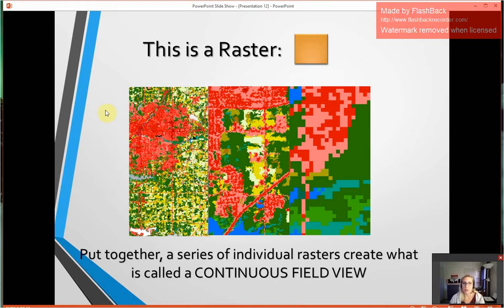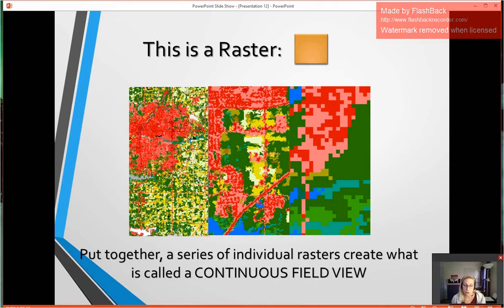Rasters, when they are put together, here we see different views of the same raster image, sort of zoomed out, a little farther in, and then further in, and we see a lot more of the graininess in the squares. But put together, rasters create what is called a continuous field view. We'll go back and discuss continuous field view a little later in this presentation, but let's just say for now that continuous field view is probably best understood in opposition to vector data, which is about discrete phenomenon, buildings, streets, roads, etc., lakes even.